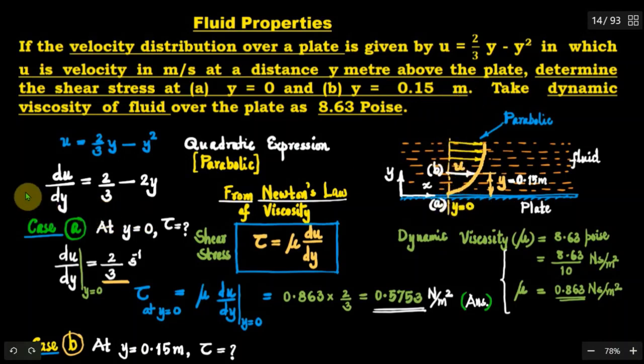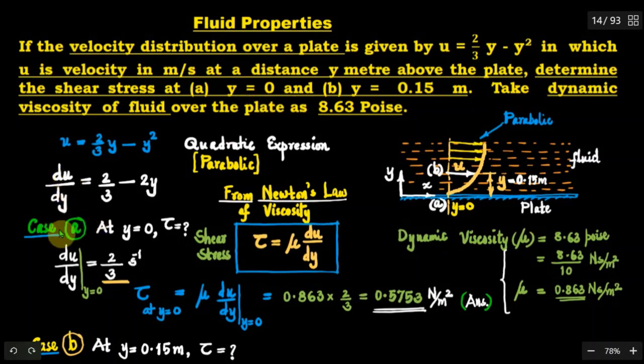So what we will do is, we will try to find out the velocity gradient du by dy from the given expression for velocity. In order to find the shear stress on different fluid layers, we can use Newton's law of viscosity. Tau is equal to mu into du by dy. And the given expression is u is equal to 2/3 y minus y square. So if we get the velocity gradient on a particular layer, then we can find out the shear stress acting on that fluid layer. So du by dy at y is equal to 0, we have to find first.